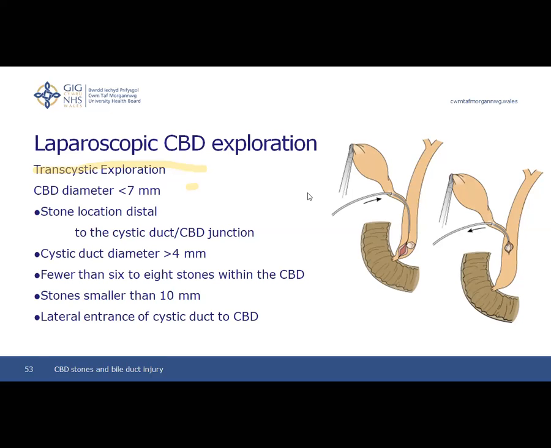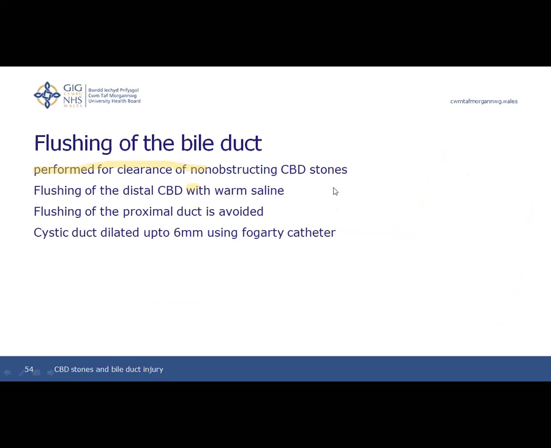So the most important step in CBD exploration is flushing of the bile duct. Try to flush the bile duct as much as possible to remove the microlithiasis and for clearance of the non-obstructing CBD stones. Don't flush the proximal part because the stone can dislodge into the hepatic duct and can cause sepsis, or it cannot be removed again. It can form a nidus there.